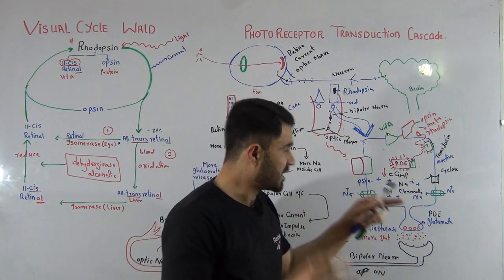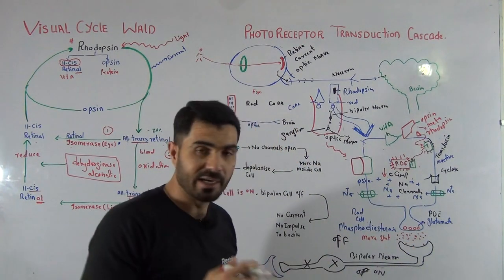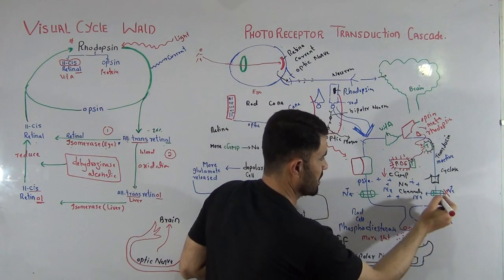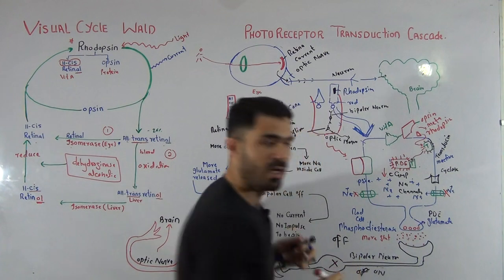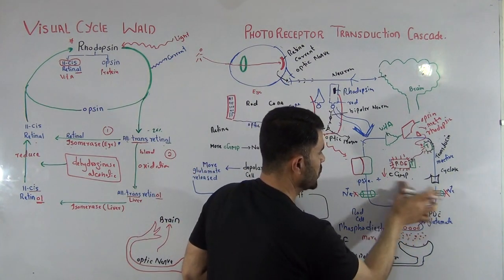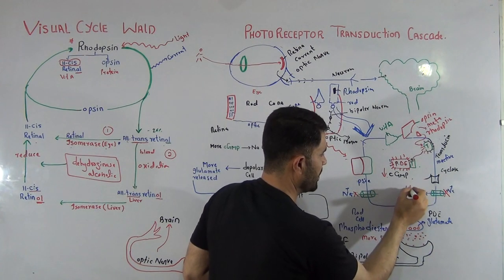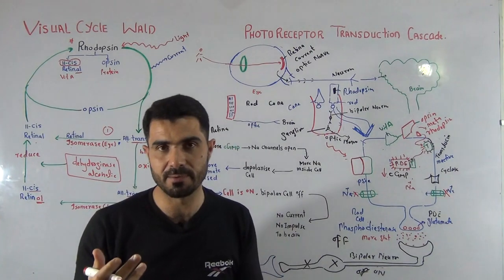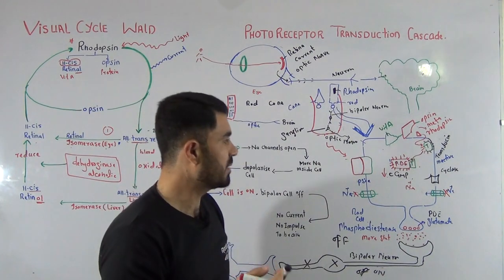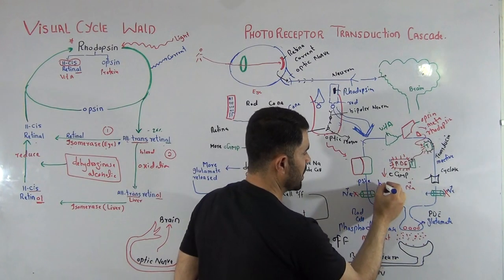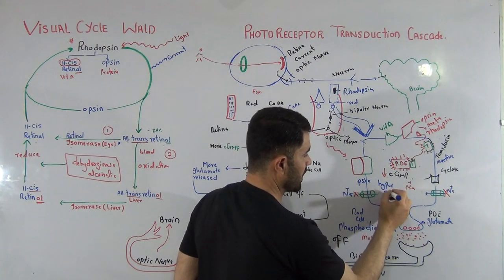So the decreased guanosine monophosphate will lead to the blockage of these channels. These channels will be blocked. When these channels are blocked, what do you think? There will be very little sodium ion entering. So less sodium ion will give us another condition called hyperpolarization.